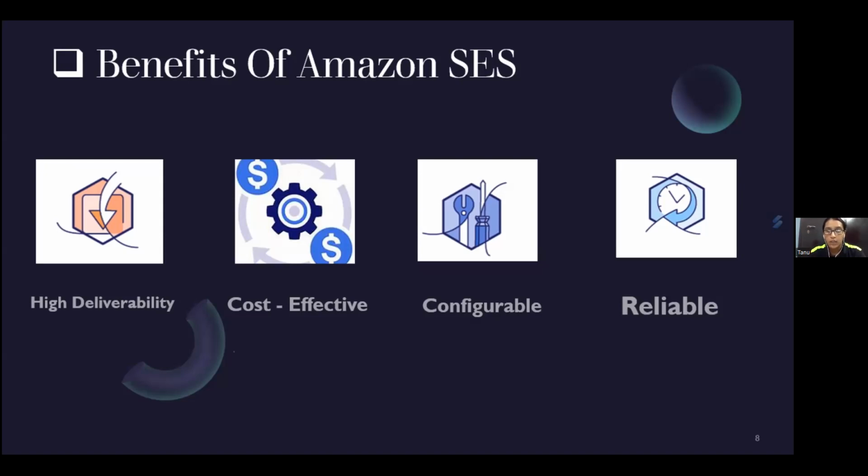Now the fourth and last main benefit of Amazon Simple Email Service is reliability. What do you understand by reliable? Reliability in Simple Email Service refers to its ability to send email consistently and without interruption. So these are the four main benefits of Amazon Simple Email Service.